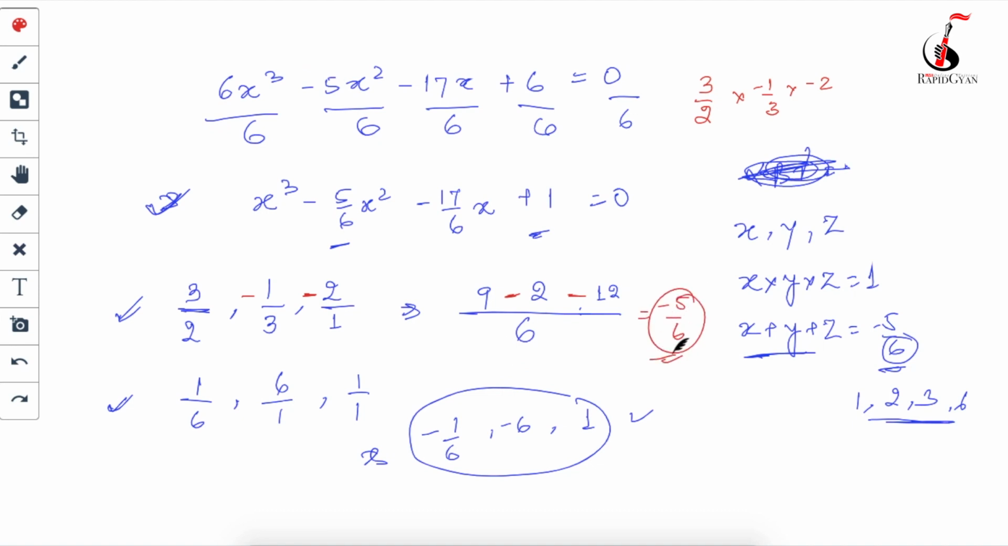Got it guys? So what will be my answer? The values of alpha, beta and gamma will be minus 3 by 2, plus 1 by 3 and plus 2. So that will be my answer. Hope you guys understand this.